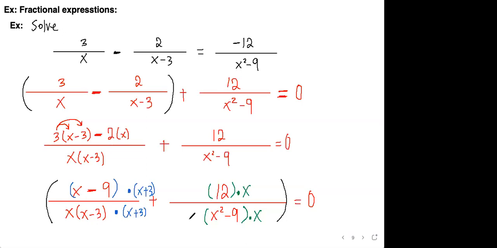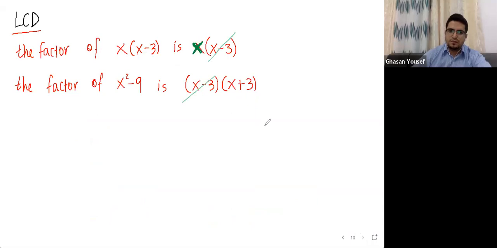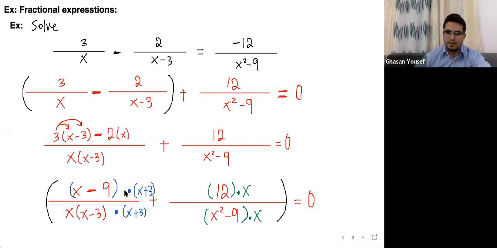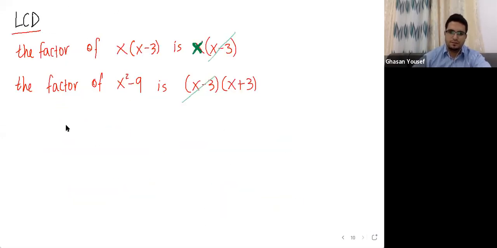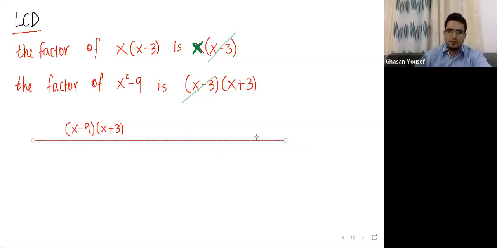Yeah, now I see it. Now the denominators are equal. So let's continue solving the question. After I did this, I get x minus 9 times x plus 3, x minus 9 times x plus 3. This is the first fraction. So I will make everything one fraction because we combined all of them into one fraction.